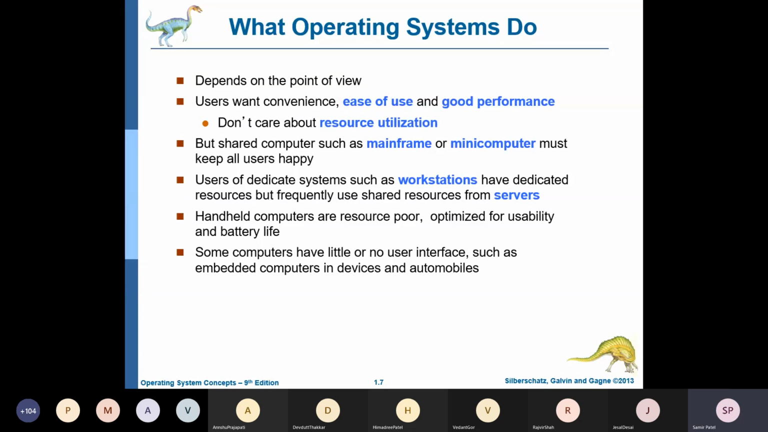As far as the dedicated systems such as workstations are concerned, they have dedicated resources, but frequently use shared resources from servers. So now recently, if you see certain machines like the DGX A100, which is now available from NVIDIA, the cost of that machine is somewhere around 1.5 crore, right? So that machine is basically designed for artificial intelligence purposes and with high computational capacity.